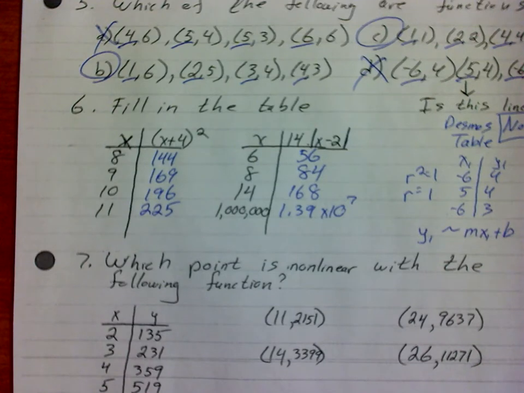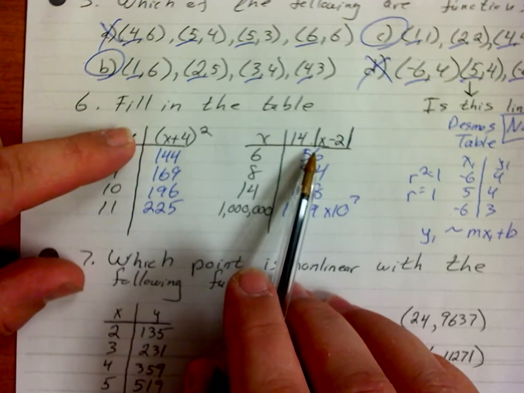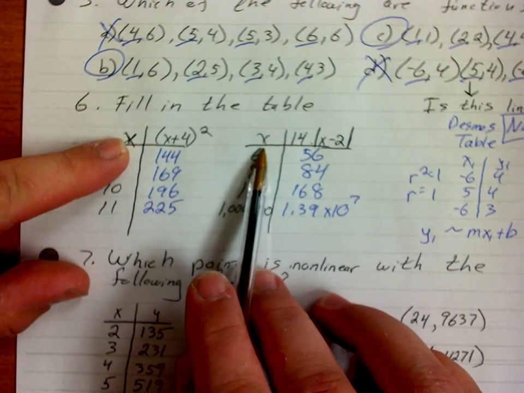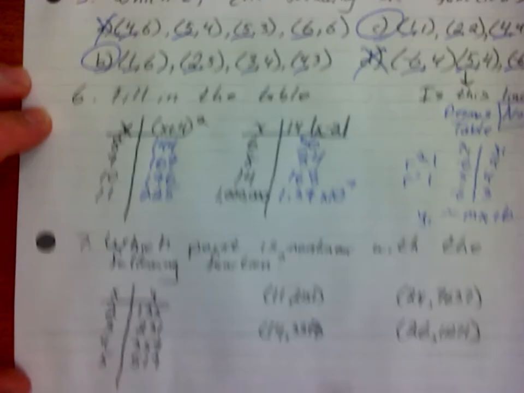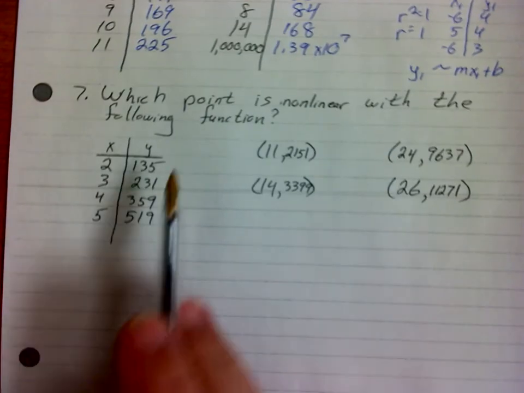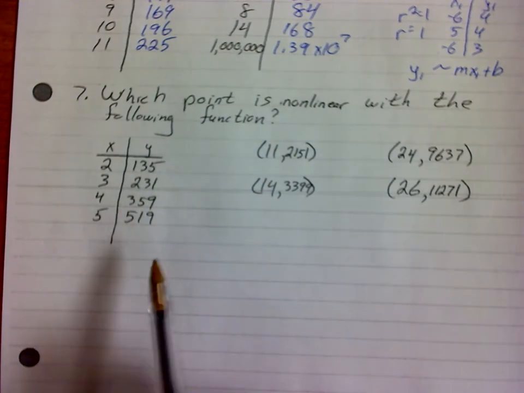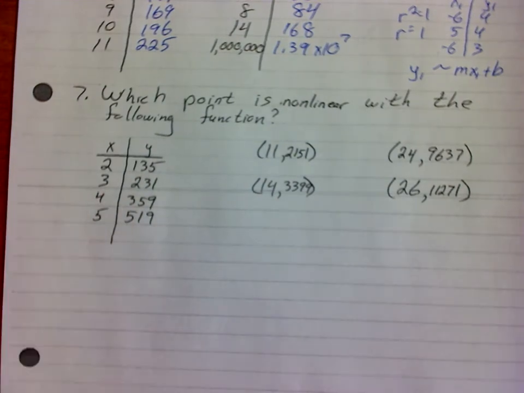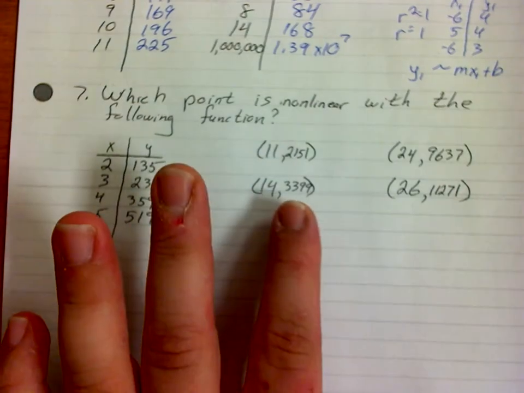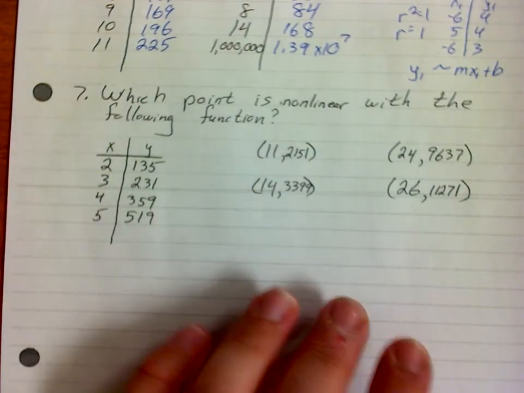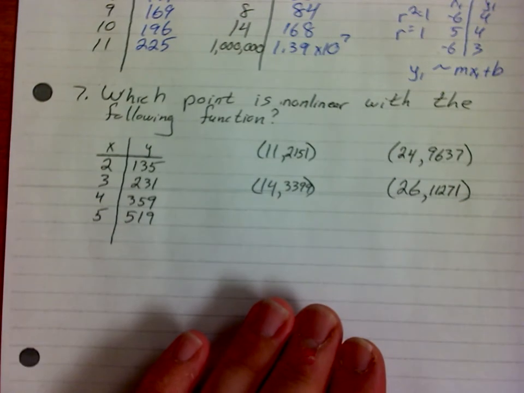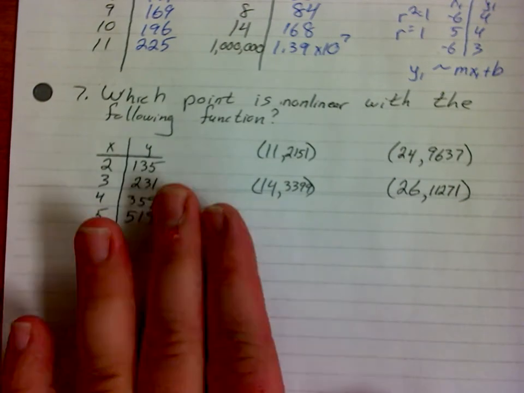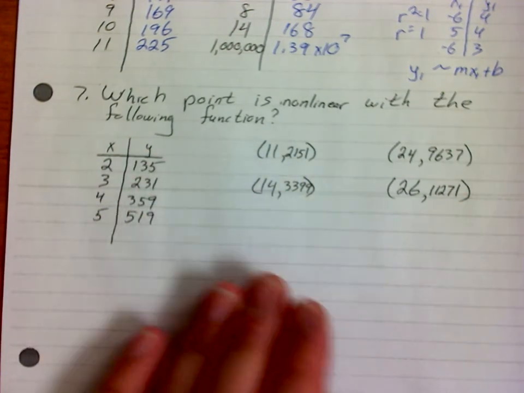Okay? Remember, when you use the Desmos calculator for these, you want to make sure that we change x1 to x and change y1 to the equation that we want to use. Okay, the last one's here. Which point is nonlinear with the following function? Now, they give us a function here, okay? All we need to do is put these points into our table and see if any of these points don't work, okay? Because it says what point is nonlinear with the following function.